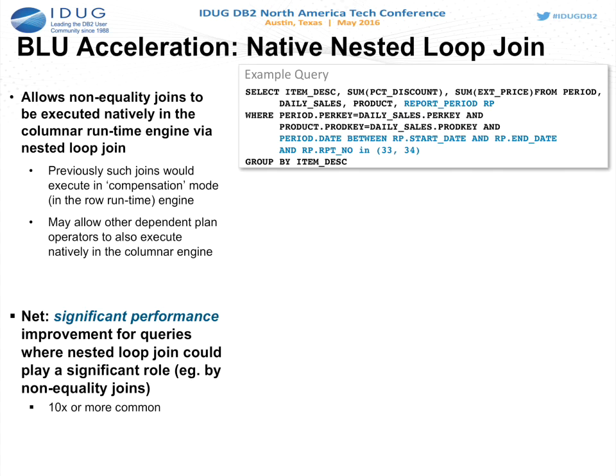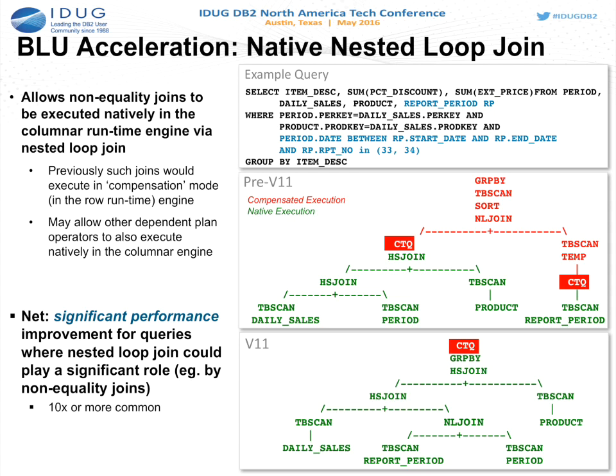Here's an example of a query I'm taking you through, and again, you can see that prior to version 11, a fair amount of this query ran in the row-based engine in red, and now in version 11, because of this native implementation of nested loop join, it's all in the columnar engine. And this is a sort of query that you'll see a very significant improvement in. 10 times or more is pretty common with queries like this, moving up from prior to version 11 to version 11.